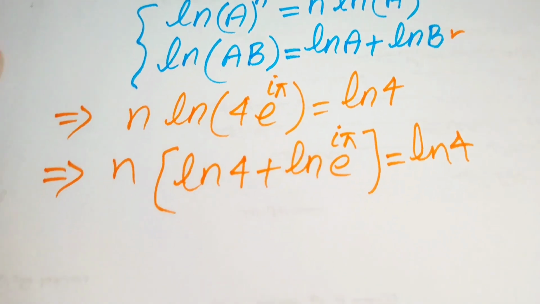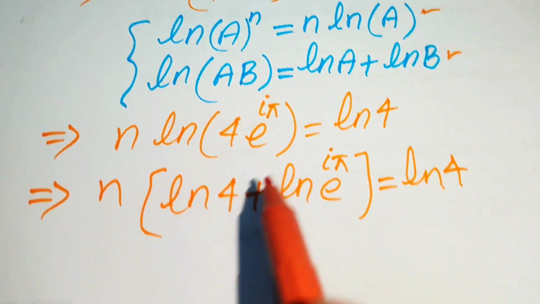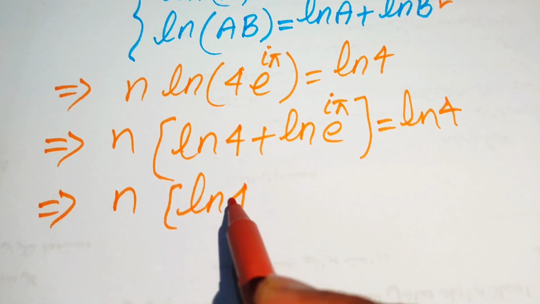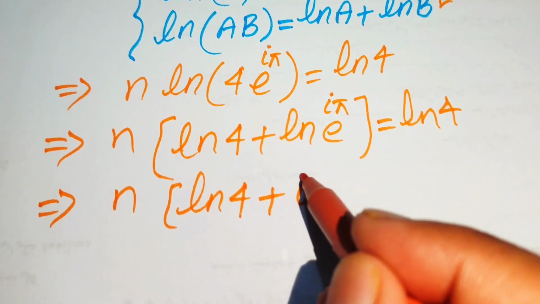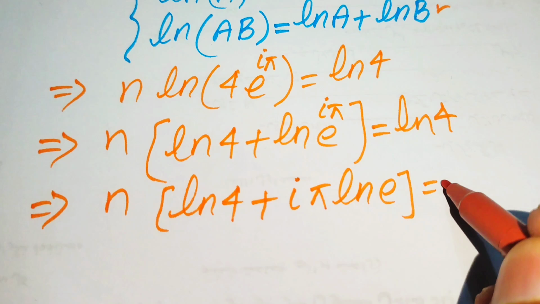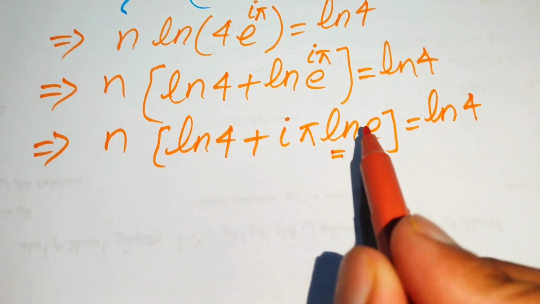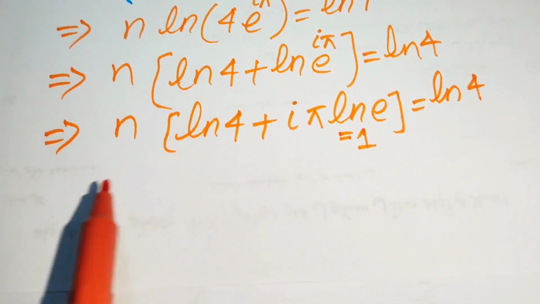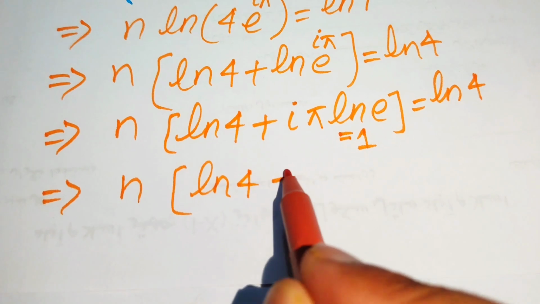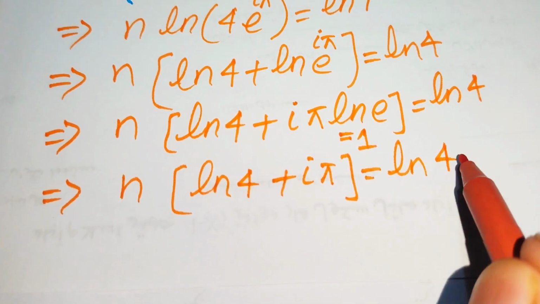So here you again focus on this term, and here we use again the first property of log, so that it will be written as n times log 4 plus, here we move this exponent to the front of this log, and it will be written as iota pi into log e equals to log of 4. So here we have the value of log e equal to 1. So this will be written as n times log 4 plus iota pi is equal to log of 4.